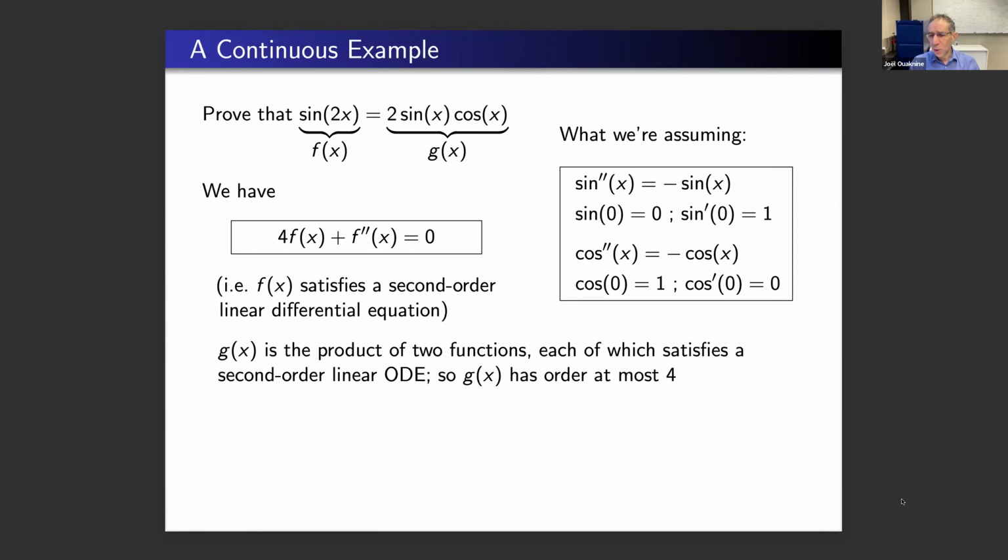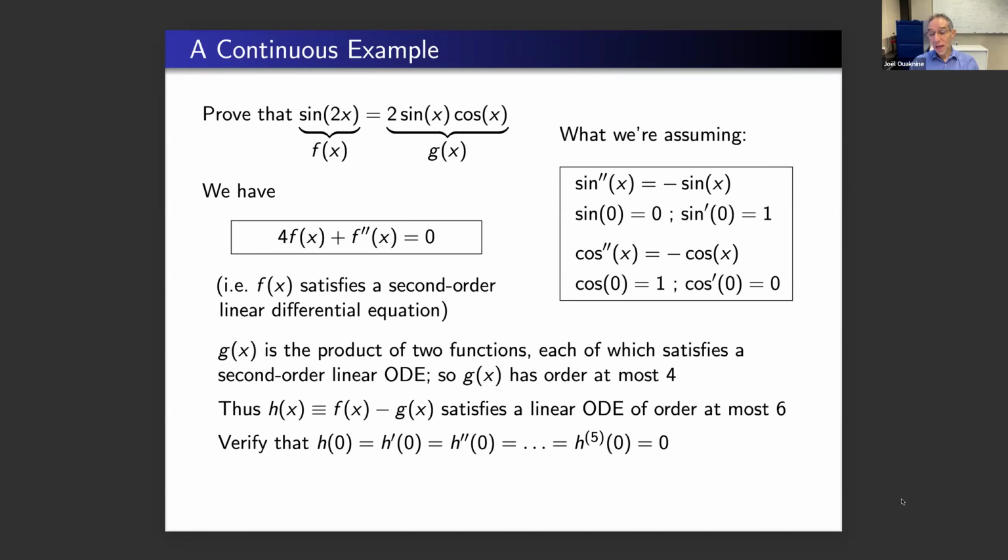So g of x, by linear algebra, will have order 4. So we'll satisfy this order 4 ODE. And therefore, the difference between f of x and g of x will satisfy an ODE of order at most 6. And again, I can calculate it, of course, mechanically, but I don't even have to. I just need to check that the initial conditions are all 0.